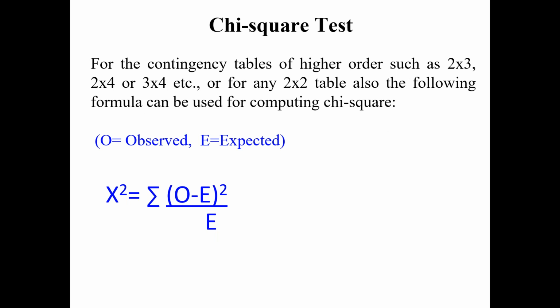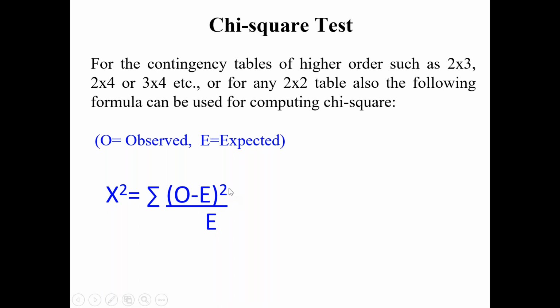Another way of doing the chi-square test is when there are more than 2 rows and 2 columns. Please try to understand this. For contingency tables with 2 rows and 3 columns, 2 rows and 4 columns, 3 rows and 4 columns, any of these, the formula is given by this. Chi-square value is given by the summation of (observed minus expected) whole squared divided by expected.